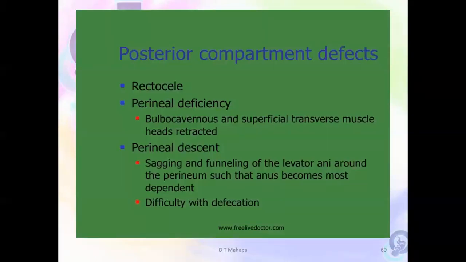Another common posterior compartment defect besides the rectocele is perineal deficiency, which is tearing of the bulbocavernosus and superficial transverse perineal muscles, and as they coalesce to the perineal body, they cause a perineal deficiency, which I'll discuss as part of vaginal relaxation. And you've got perineal descent, sagging and funneling of the levator ani with the perineum, such that the anus becomes the most dependent part.